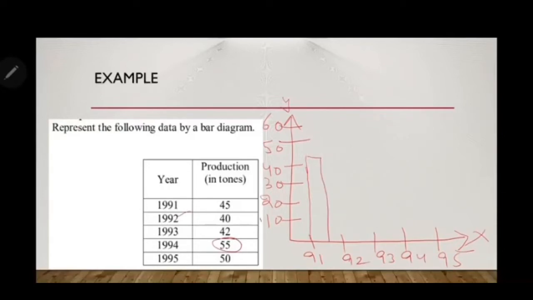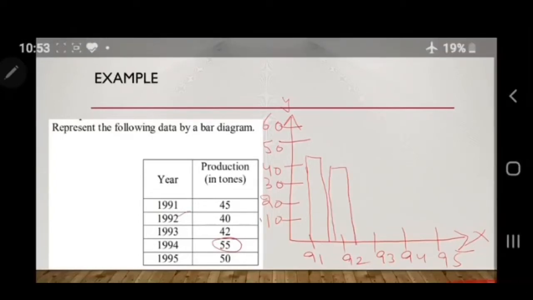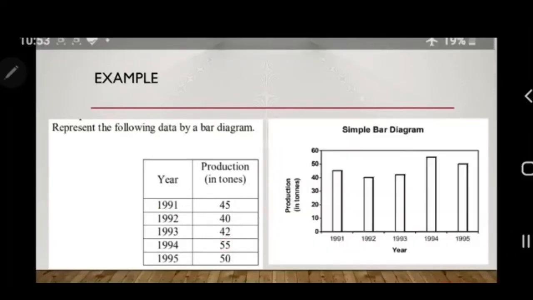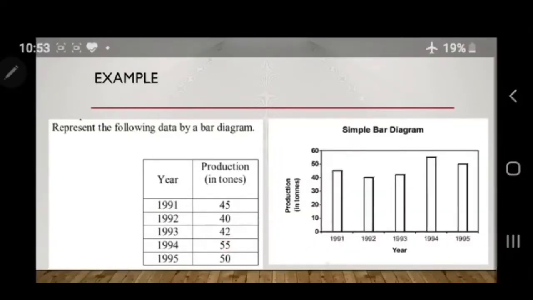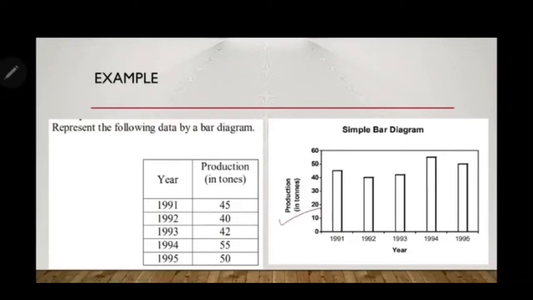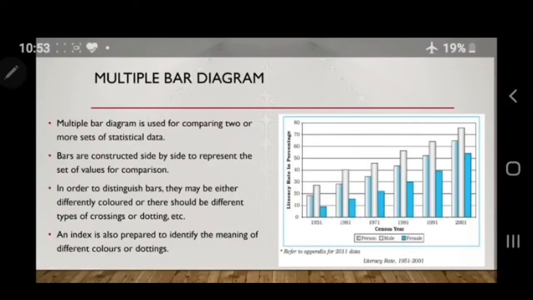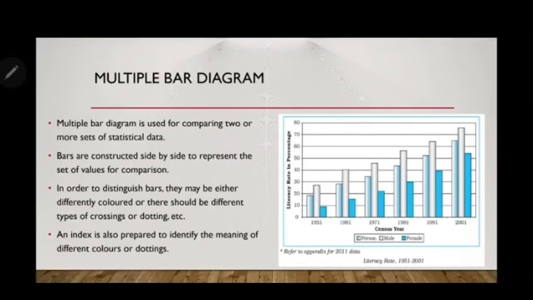For year 92 the production was 40 tons. So my second bar will be like this. And finally, a clear version of diagram will look somewhat like this, in which production is shown on y-axis and years are shown on x-axis. You can observe that width of all bars is same, whereas height is different depending upon the value given in the question. A next diagram very similar to simple bar diagram is multiple bar diagram.